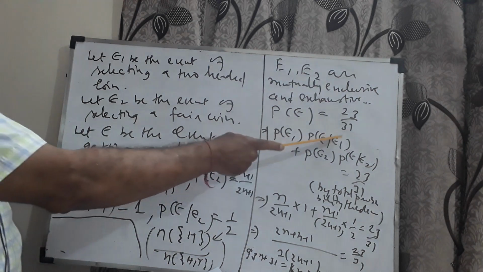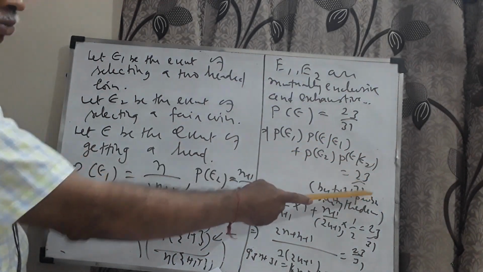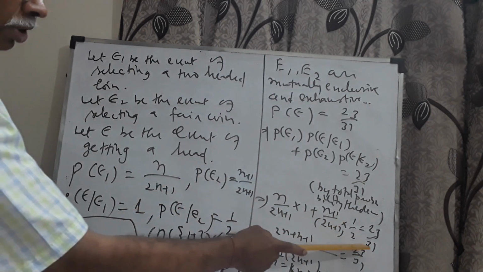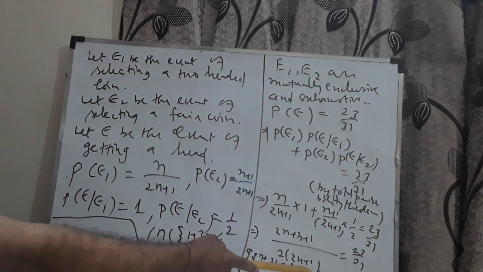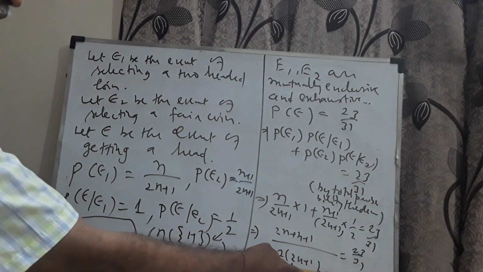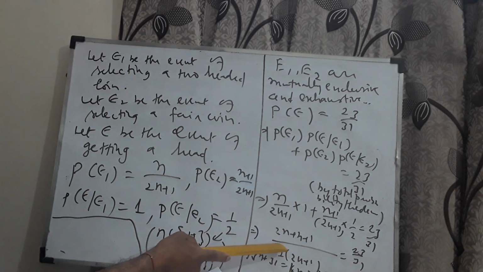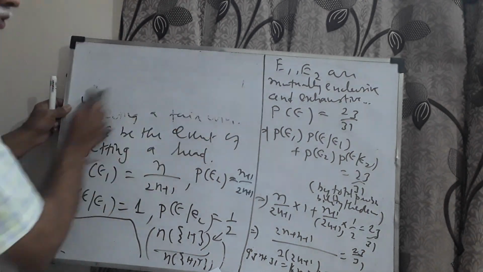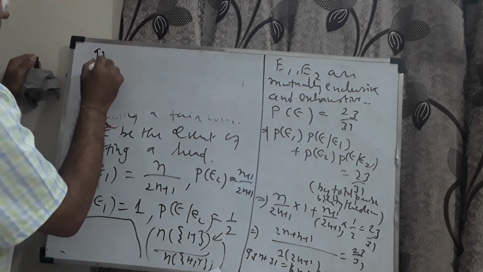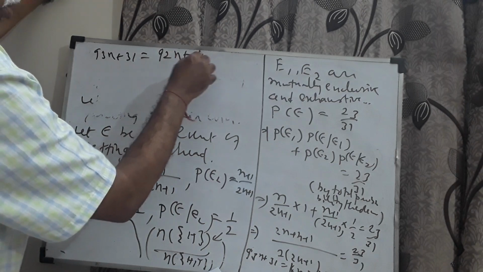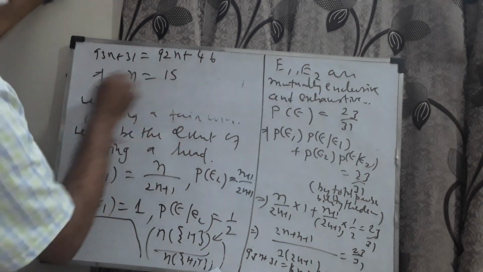Therefore, P of E1 into P of E bar E1 plus P of E2 into P of E bar E2 is 23 by 31. Therefore, n by 2n plus 1 into 1 plus n plus 1 by 2n plus 1 into 1 by 2 is equal to 23 by 31. 2 into 2n plus 1 is the LCM. 2n plus n plus 1 by 2 into 2n plus 1 is equal to 23 by 31. Therefore, cross multiply: 31 into 3n, 93n plus 31 is equal to 4n plus 2 into 23. Let me simplify further here. I end up with 93n plus 31 is equal to 92n plus 46, which implies n equals 15.